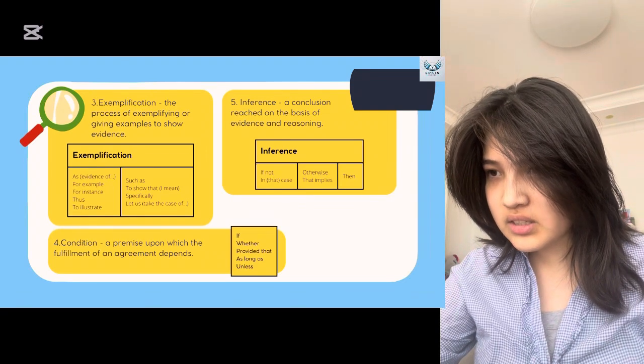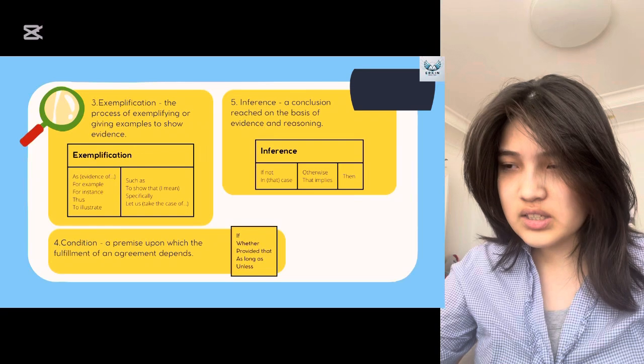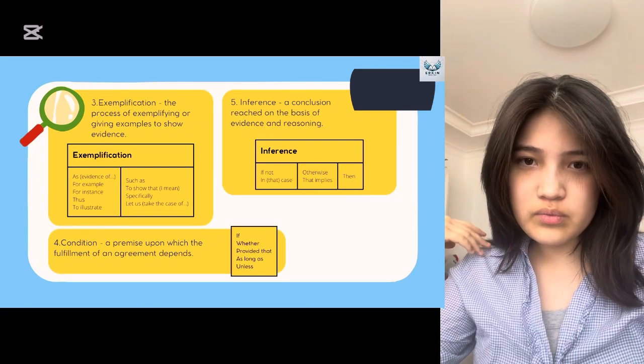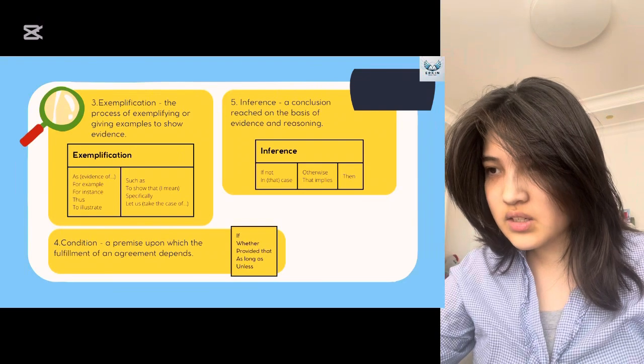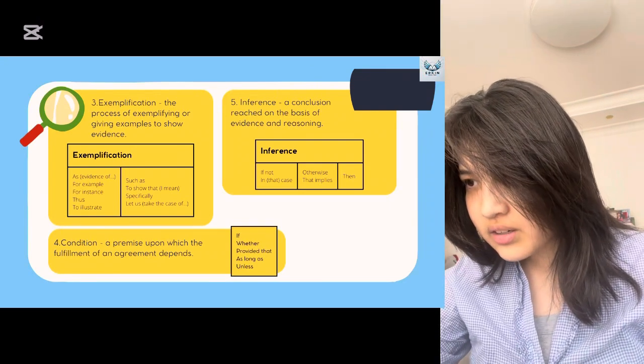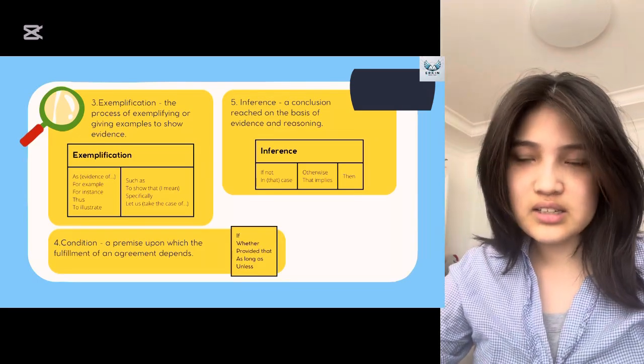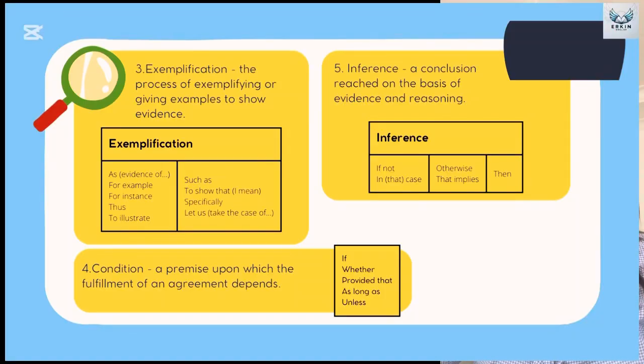And then the fourth type of cohesive device is a condition, which is just a premise upon which the fulfillment of an agreement depends on. So these types of cohesive devices are if, whether, provided that, as long as, and unless. So, for example, with a condition, unless I wake up at 7, I won't be late to school.